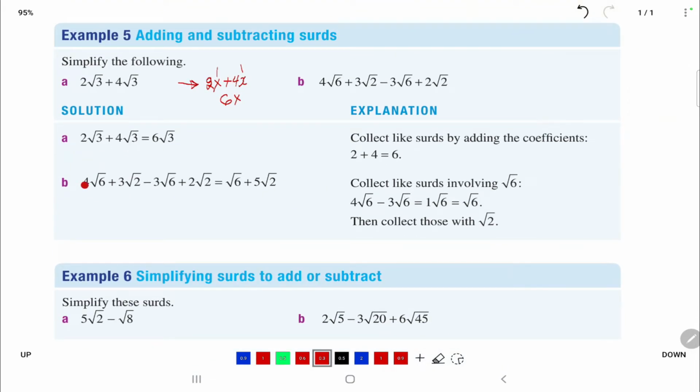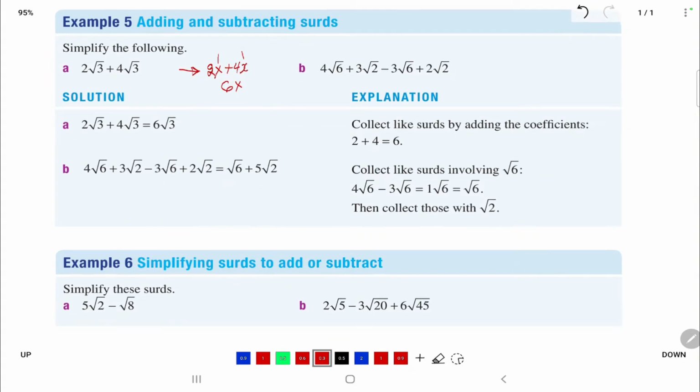Now come to this example. 4 multiplied by the square root of 6 plus 3 multiplied by the square root of 2 minus 3 multiplied by the square root of 6 plus 2 multiplied by the square root of 2. You see, here is the explanation.